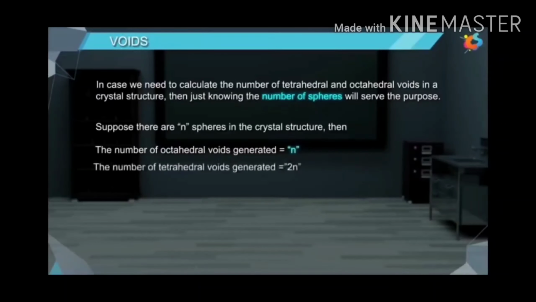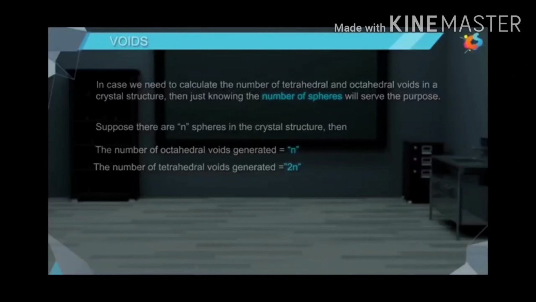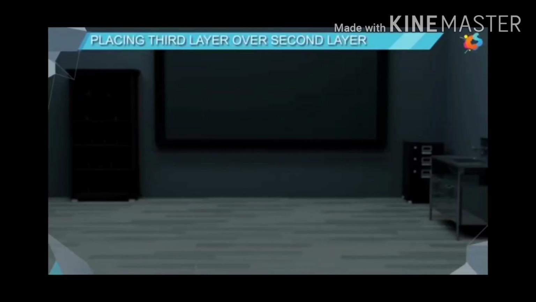That is what it is written. Octahedral voids will be n and the tetrahedral voids will be just the double of that, which is 2n. Later on we can prove that also, and we will prove it.